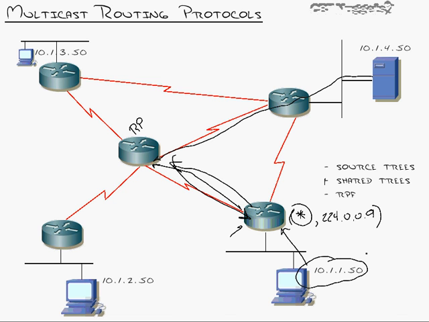Now, the benefit of using a shared tree, that's the category of routing protocol, is that the routers don't have to keep track of every single source and what the best path is for it. So the efficiency goes up because the multicast routing table is very small. The disadvantage of using the shared tree design is that you may not get the best path for everybody.